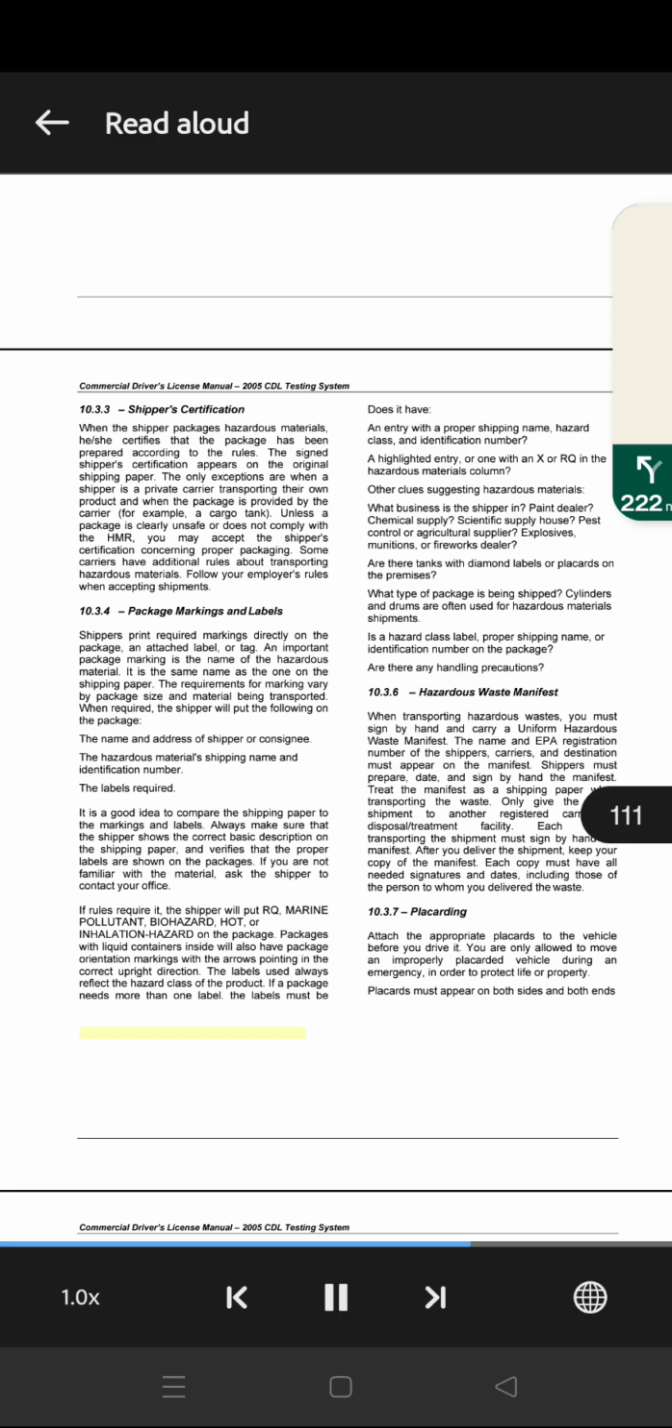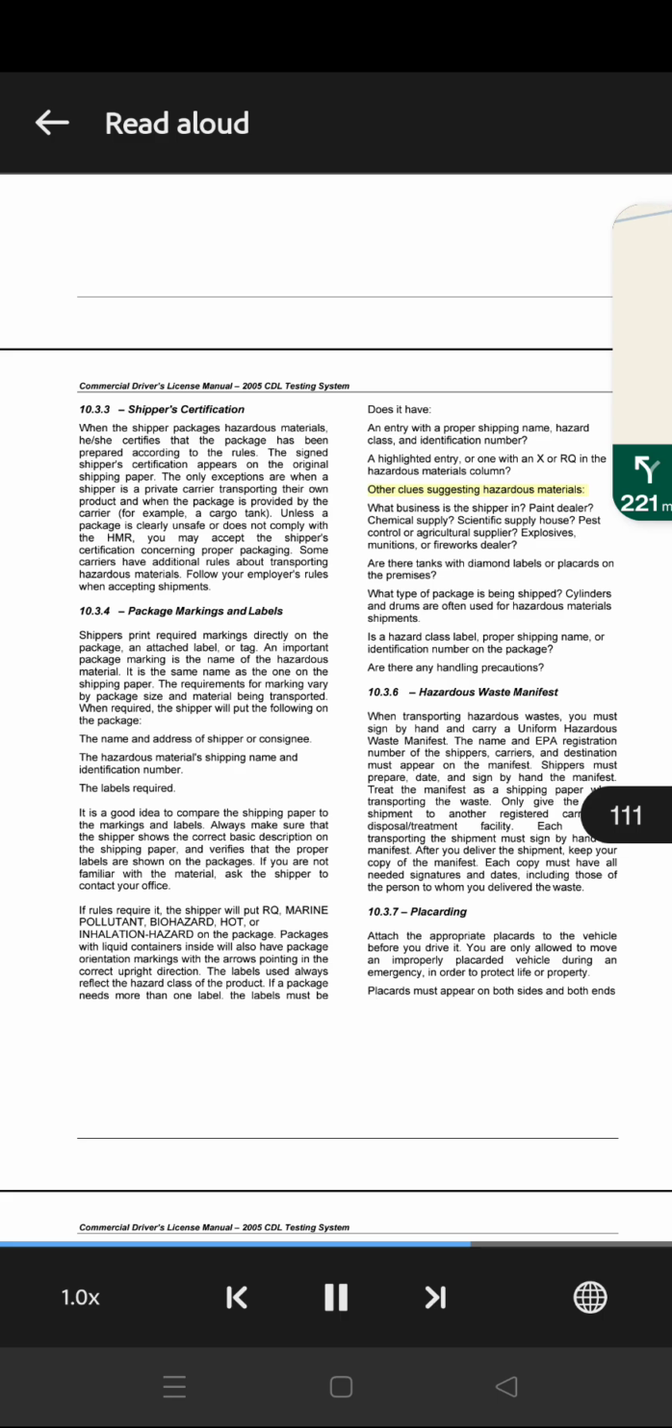10.3.5 Recognizing hazardous materials. Learn to recognize shipments of hazardous materials. To find out if the shipment includes hazardous materials, look at the shipping paper. Does it have an entry with a proper shipping name, hazard class, and identification number? A highlighted entry, or one with an X or RQ in the hazardous materials column?